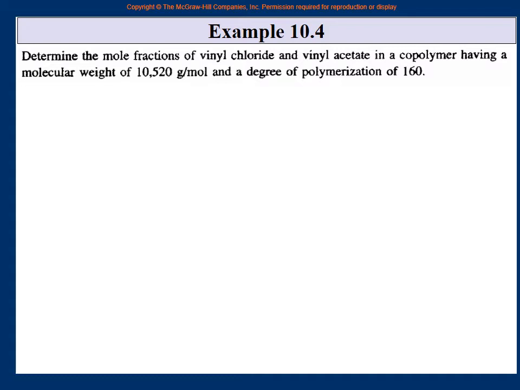So this one I will not solve for you, right? You go back to the previous pages and you already know how to find the mole fraction. It is still the same thing, vinyl chloride and vinyl acetate. But rather than giving so much percentage of this and so much percentage of that, they are saying that the molecular weight of the copolymer is this and the degree of polymerization is this.